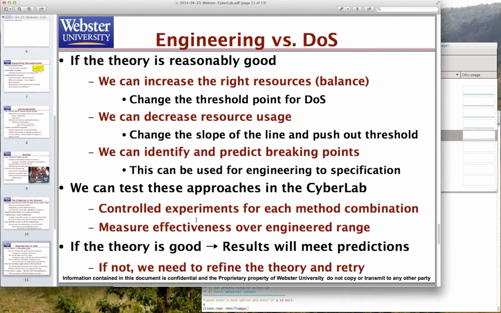So we can't just engineer a computer that will never run out of resources. They're finite, so they have limits. What we could do, of course, is engineer to specific limits. Here's how much we want you to be able to sustain before you fail, and in what way you fail. And then, of course, we can test these approaches in the CyberLab in controlled experiments for different combinations and measure the effectiveness over the engineered range. And if the theory is any good, the results will meet the predictions. But if not, we need to refine the theory and retry.